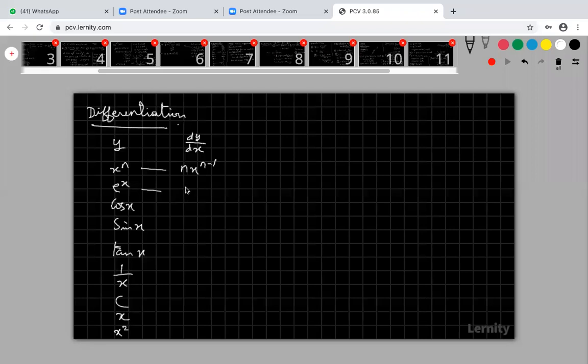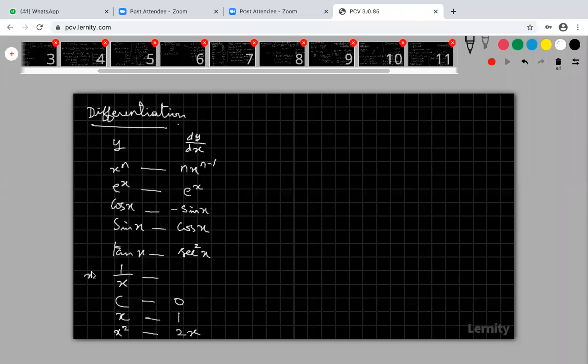What is the differentiation of e power x? e power x only. What is the differentiation of cos x? Minus sin x. What is the differentiation of sin x? That is cos x. What is the differentiation of tan x? That is secant square x. What is the differentiation of 1 by x? Constant differentiation is 0. x differentiation is 1. x square differentiation is 2x.